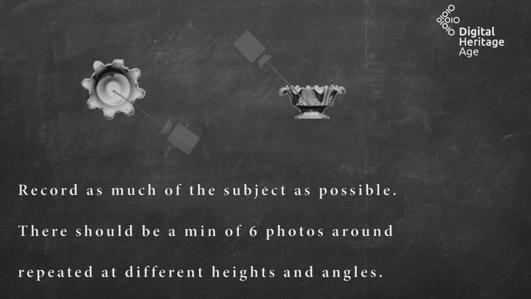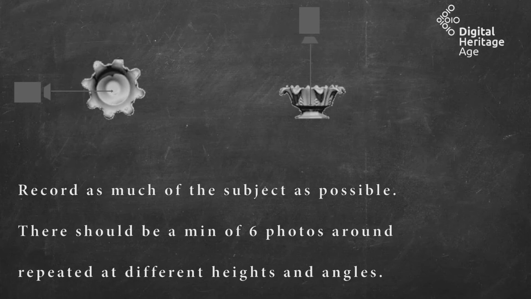You want to record the object as much as possible. There should be an overlap of a minimum of 6 photos. I would say you definitely want at least 12, 24 photographs around an object, and repeat this then at different heights and different angles so that you get full coverage.